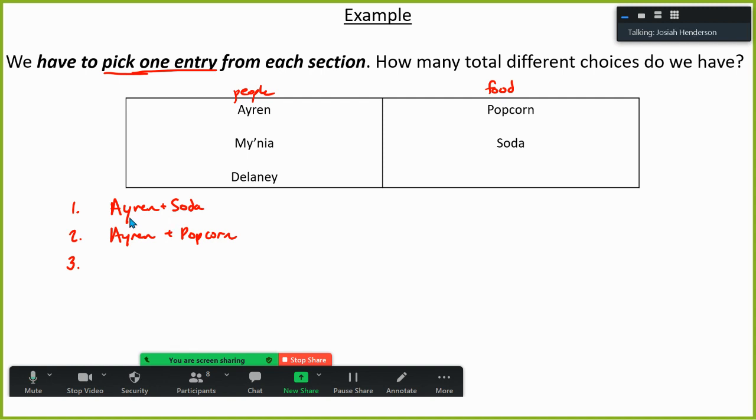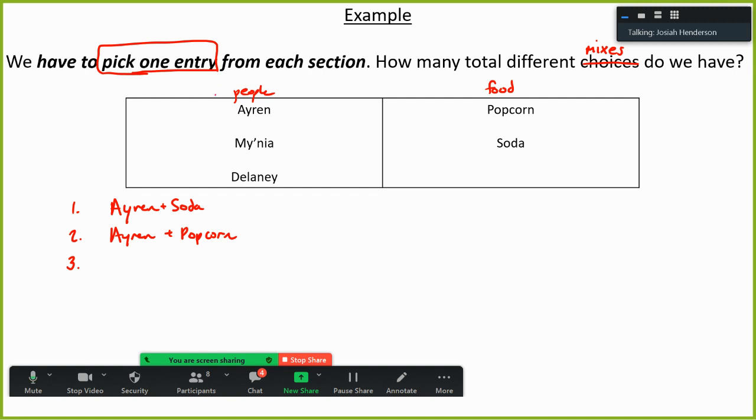I started our list already. Starting with mixing our people with the foods, Aaron could get a soda or Aaron could get popcorn. So there's two different choices, maybe I should change my word. Instead of choices, let's say mixes. I want to mix one person with one food, one entry from each section. So picking one item from the left and one item from the right. How many total do we have?